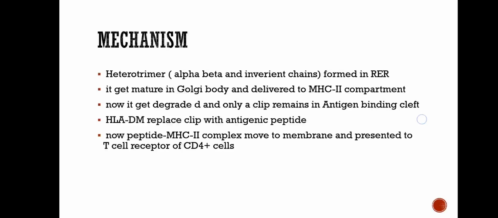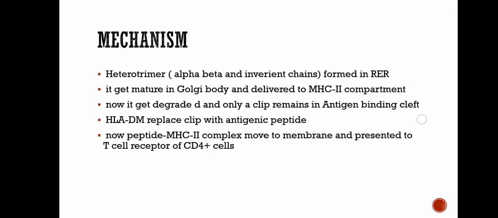So the mechanism begins with the formation of the MHC-II molecule. The MHC-II molecules are synthesized in the rough endoplasmic reticulum. Mainly, the alpha and beta chains are synthesized in the rough endoplasmic reticulum. During the synthesis, a heterotrimer of alpha, beta, and invariant chain is formed in the RER. During maturation, the invariant chain is slightly degraded, and this heterotrimer is then delivered to the MHC-II compartment.